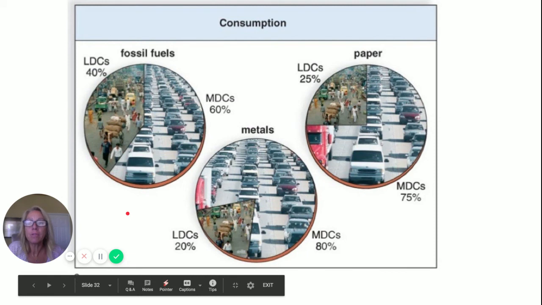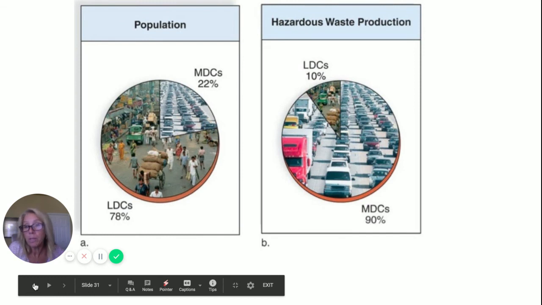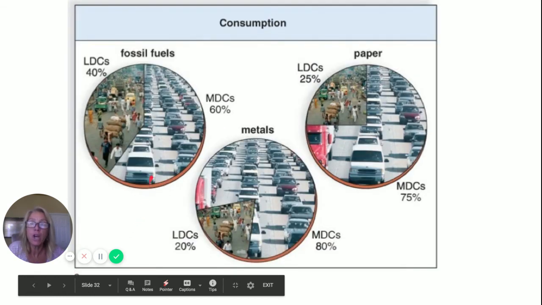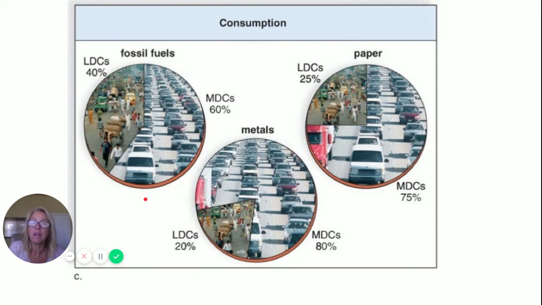When you look at consumption of fossil fuels, remember we represent just 22% of the world's population, yet we consume 60% of the fossil fuels, 80% of the metal consumption, and 75% of the paper production. So this is why we need to understand, when we look at ecosystems, remember, ecology is organisms interacting with each other and with the environment. We as humans have the largest impact on the environment in the shortest amount of time.